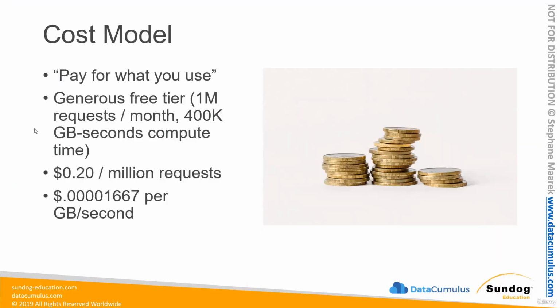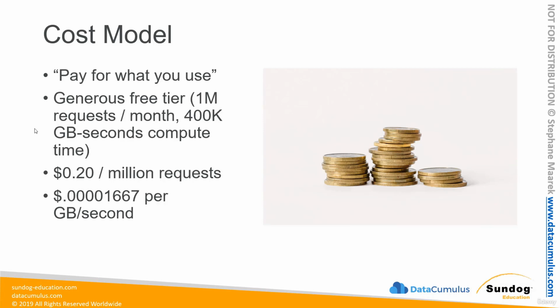The cost model of Lambda is really cheap. It's based just on the number of requests and how much memory your code consumes over time. Basically, you pay for what you use. And the free tier is really generous on Lambda. You get 1 million requests per month for free, as well as 400,000 gigabytes per second of compute time available.